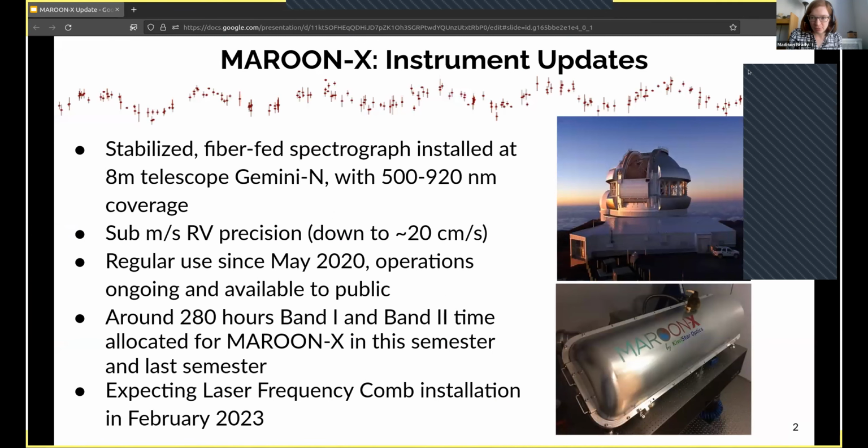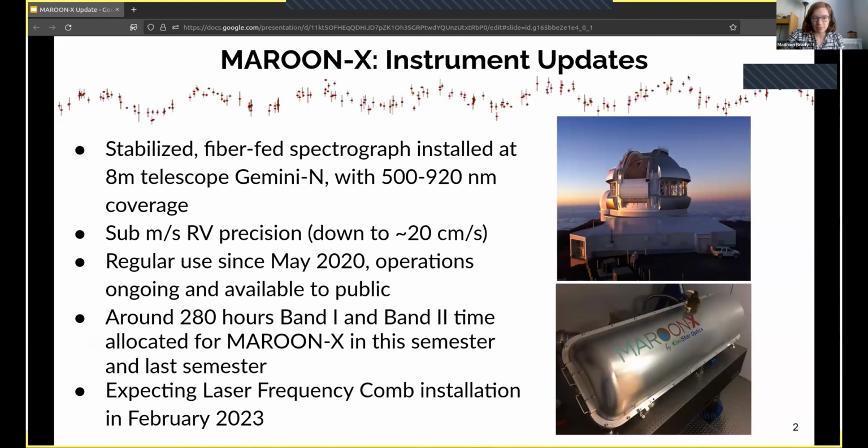So, just to start, MAROON-X is a high-precision radial velocity spectrograph installed at Gemini North. It has visible and near-infrared wavelength coverage. It's been able to achieve sub-meter-per-second radial velocity precision on a lot of targets. Overall, it's been in regular use since about May 2020, and operations are currently ongoing, and it is available to the public for proposals through Gemini.